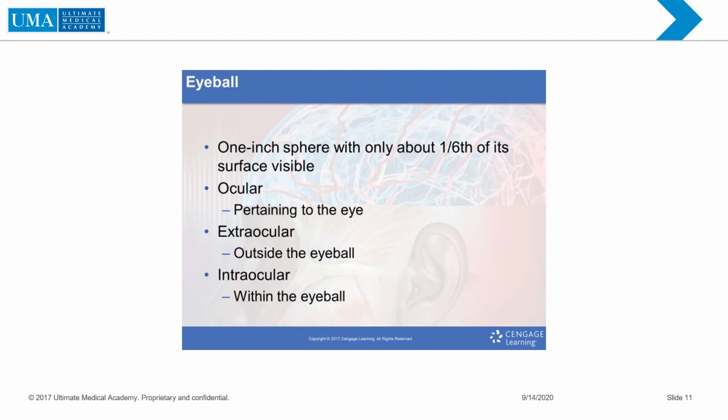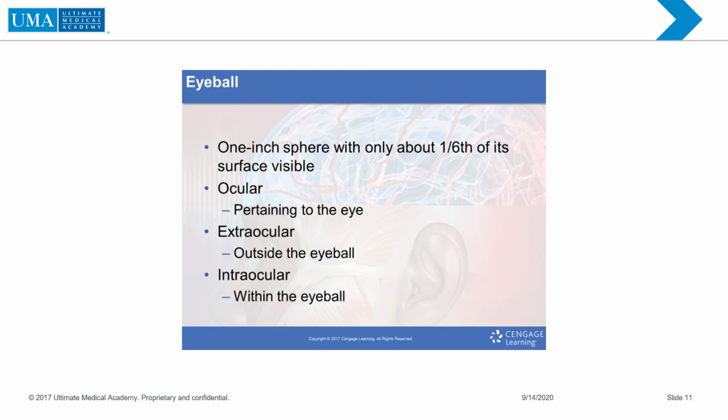Extraocular means outside of the eye. Let's break that term down. Extra means on the outside. Ocul, the OCUL, pertains to the eye. And then the AR, that suffix, means pertaining to. So extraocular means pertaining to outside of the eyeball.